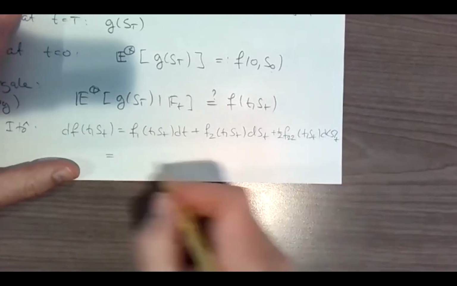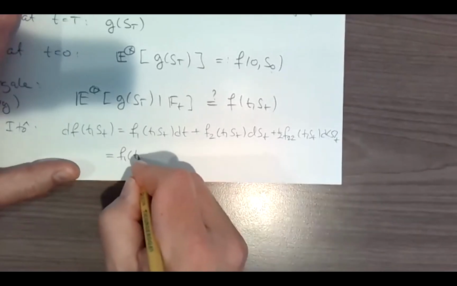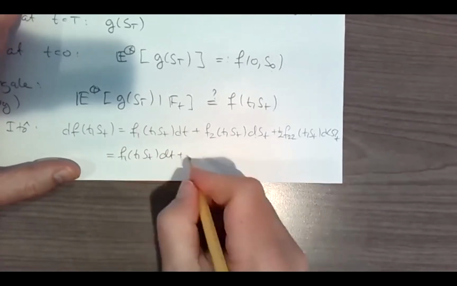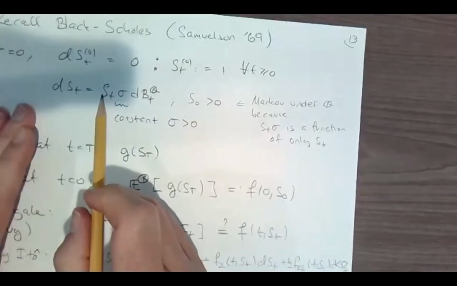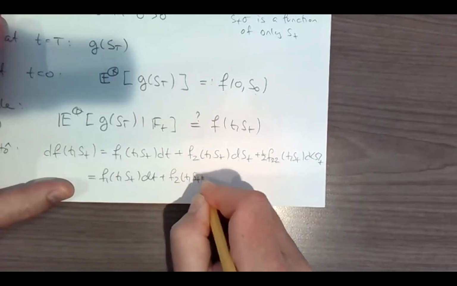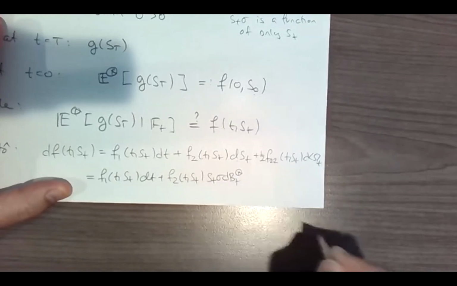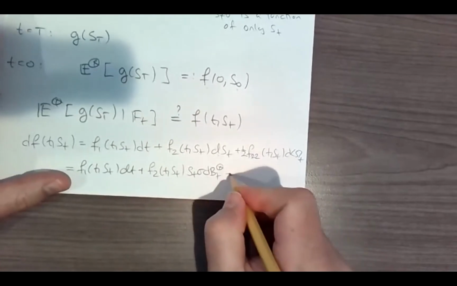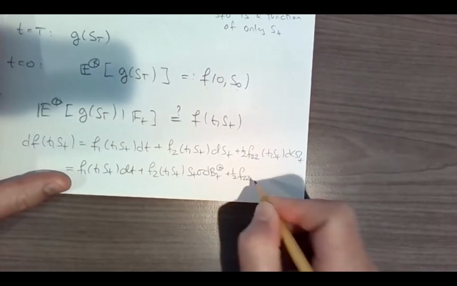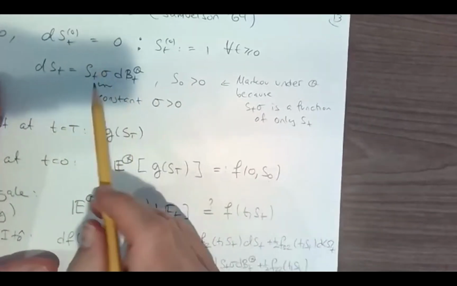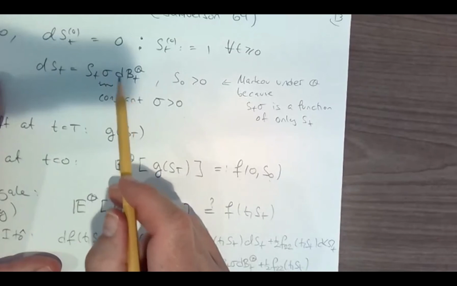And we end up here with F1(t,S_t) dt, then dS. Let's go up and have a look at what dS is. This was S sigma, and then the Brownian motion. And then the quadratic variation, one half the double derivative. For the quadratic variation of S, we square the volatility, S squared sigma squared, and then the quadratic variation of Brownian motion, which is dt.